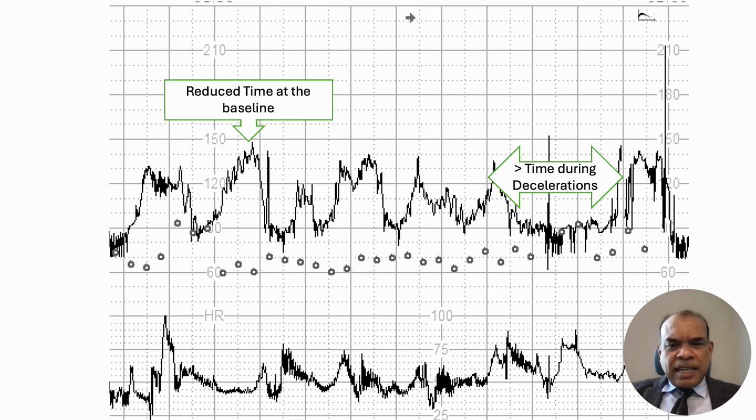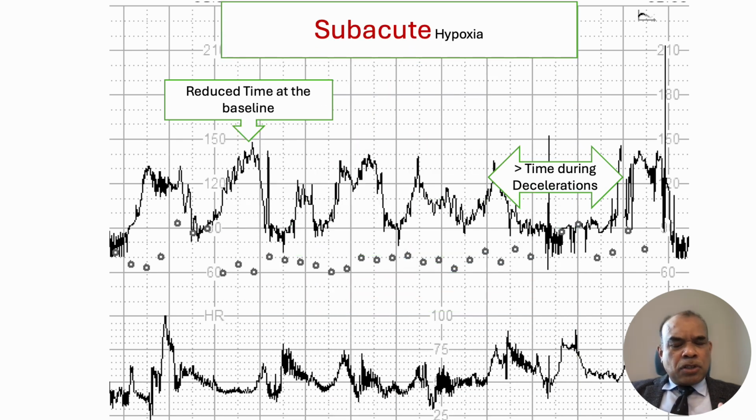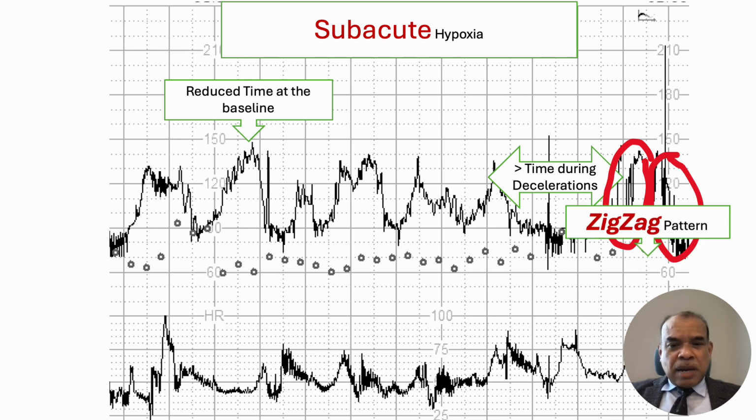And obviously, this fetus is having rapidly evolving hypoxia. The skin is going to be normal. There's no time for catecholamine response and vasoconstriction. So the fetal blood sampling was normal. But those of us who understand basic pathophysiology know this is a subacute hypoxia, and there's also a ZigZag pattern telling us that there's CNS instability.